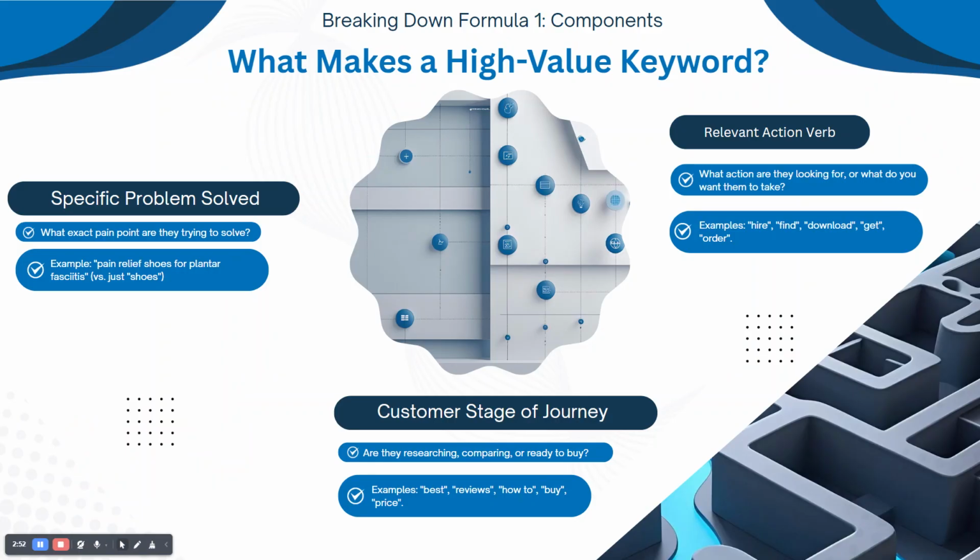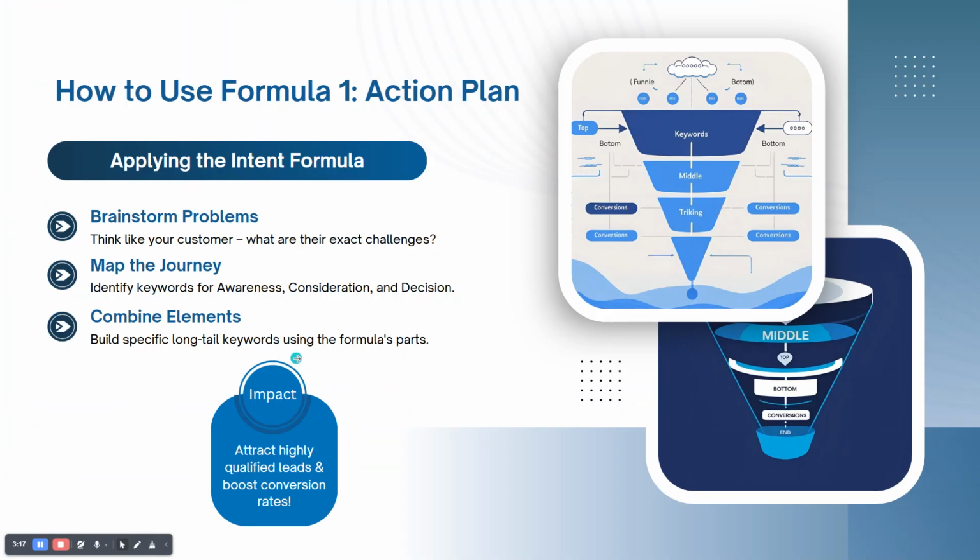And the third is relevant action verb. What actions are they looking for, or what do you want them to take? For example, they are hiring someone, they are finding something on the internet, they want to download something like ebooks, they want to get something, or they want to order something.